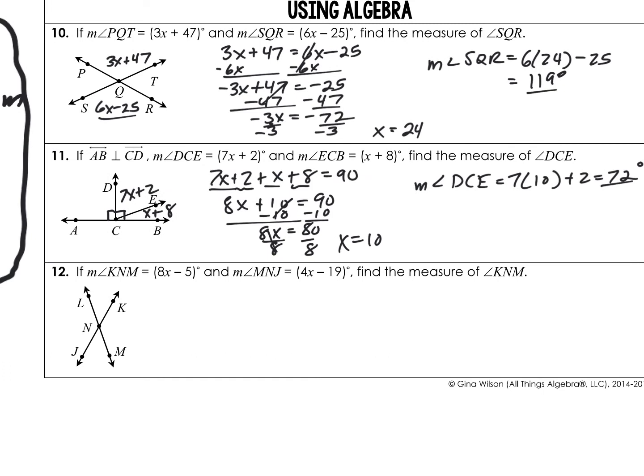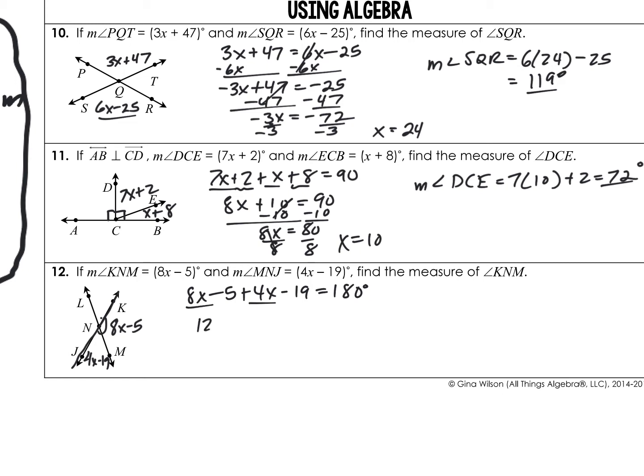if the measure of angle KNM is 8x minus 5, and the measure of angle MNJ is 4x minus 19, find the measure of angle KNM. Okay, so these two form a linear pair. I know that they add up to equal 180 because this is a straight line. So that's 180. And then this side would also be 180, forming a 360-degree circle. So we can say that 8x minus 5 plus 4x minus 19 is equal to 180 degrees.